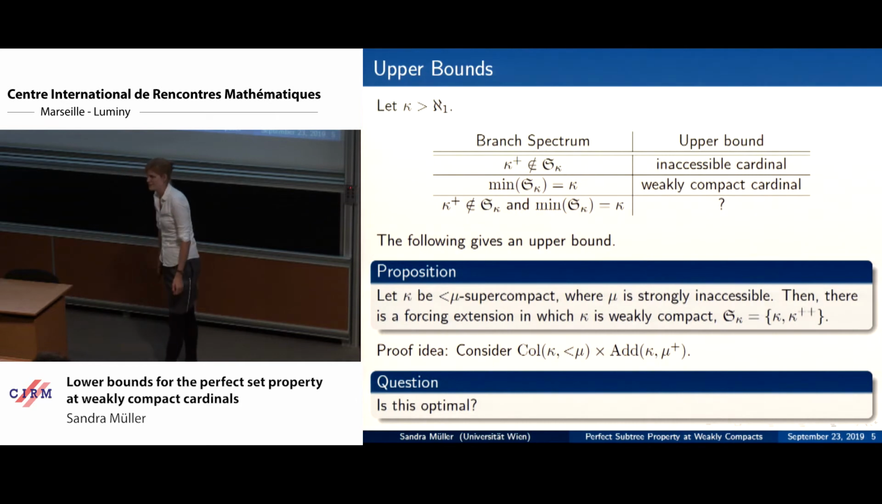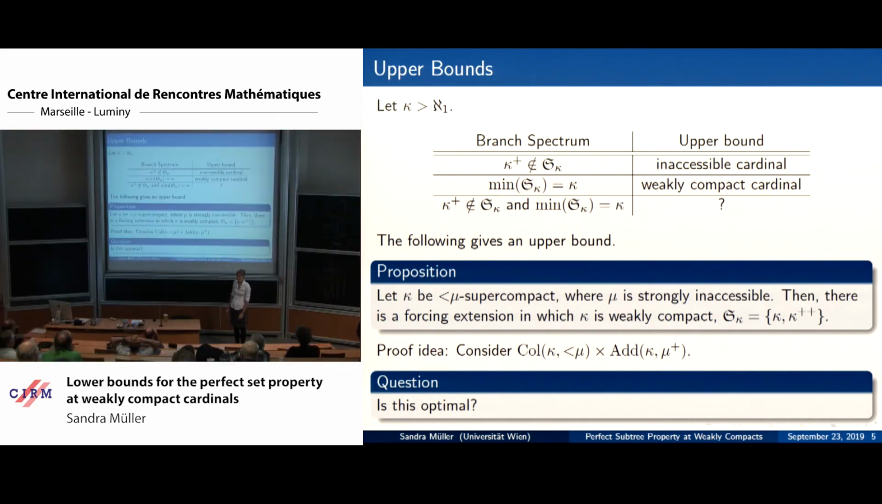Is this a Silver? Just keeping kappa supercompact and making it weakly compact? Yes, we start with the supercompact. Yes, it's really just this. Forcing is a Silver. Yes.